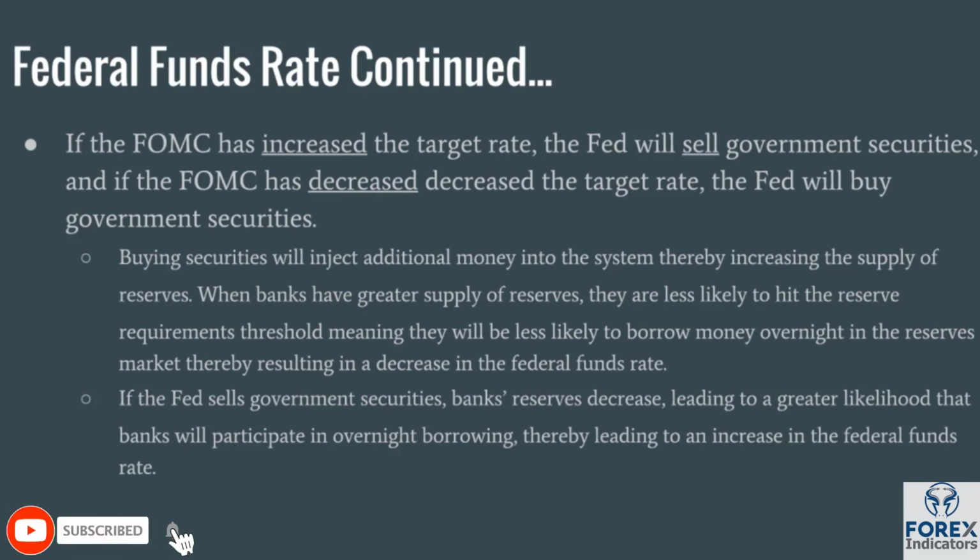When banks have a greater supply of reserves, they are less likely to hit the reserve requirements threshold, meaning they will be less likely to borrow money overnight in the reserves market, thereby resulting in a decrease in the federal funds rate. The opposite stands true, where if the Fed sells government securities, banks' reserves decrease, leading to a greater likelihood that banks will participate in overnight borrowing, thereby leading to an increase in the federal funds rate.